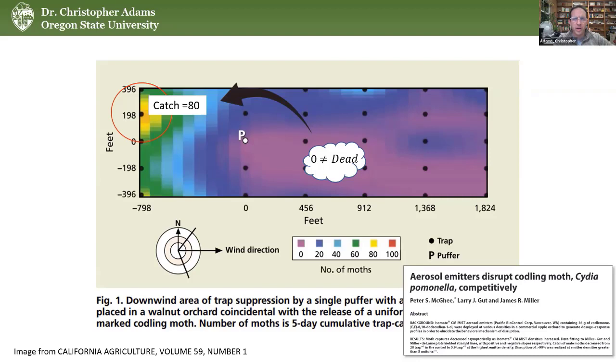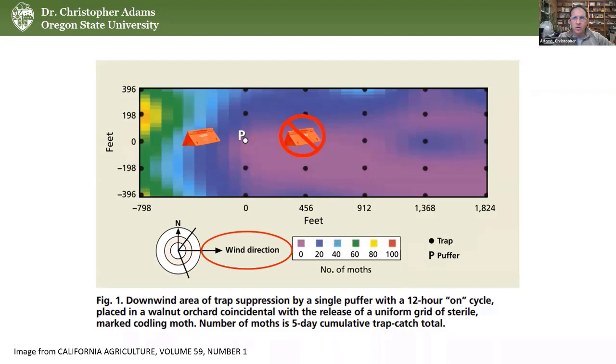It's important to remember, monitoring traps should not be placed downwind of aerosol emitters. If you have a block and you're getting zeros in the monitoring trap, but you're still getting stings, you may want to relocate that trap. They need to be placed upwind of the aerosol emitters.